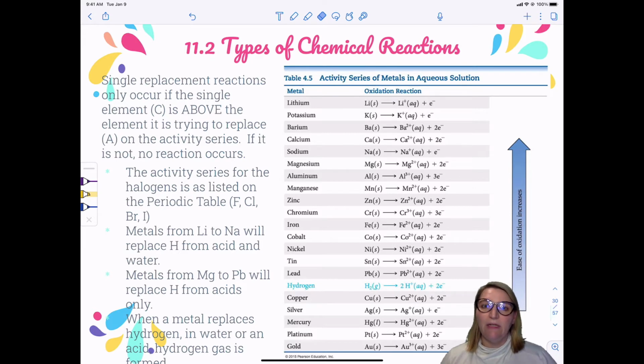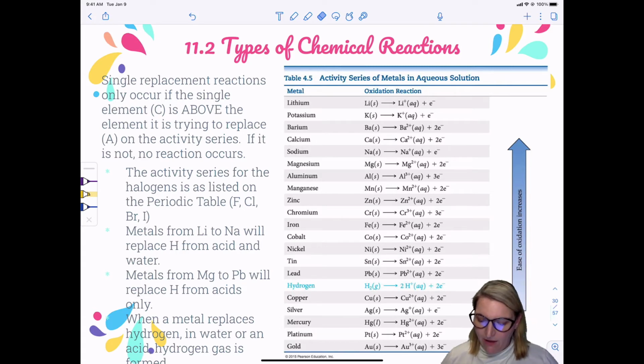The activity series is a table. You have it on your notes. It will be given to you on the test. So this is not something that you need to memorize at all. But the activity series tells you which metals are more reactive than other metals.